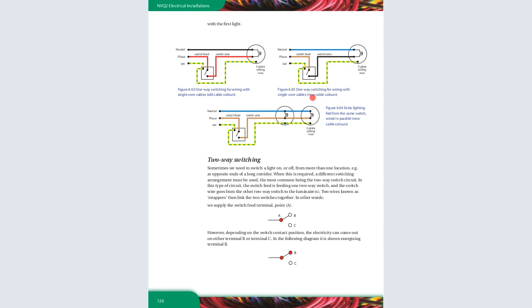Now we have a one-way switching for wiring with a single core cable, that is the new color codings. This is just a change of the color coding. But this one is what we normally use in our country, Kenya.